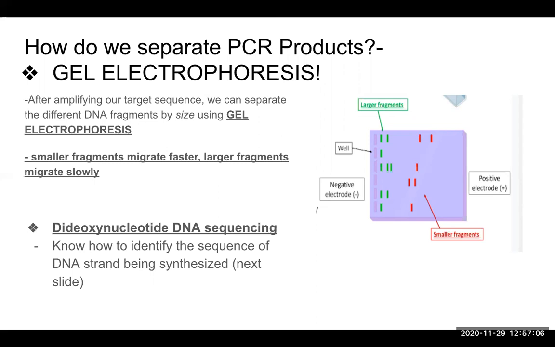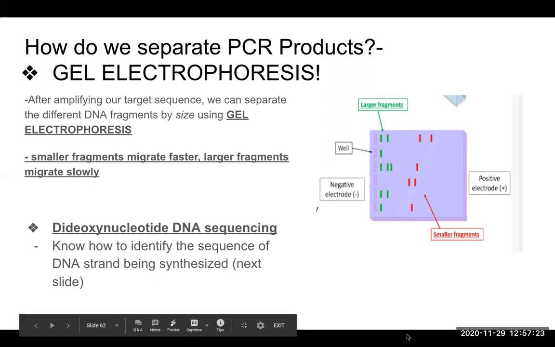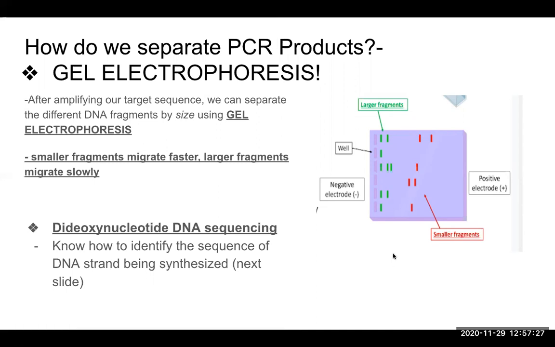And since it's based on size and it's a porous gel matrix, the smaller DNA fragments are going to go through those pores quicker because they're smaller, right? And since DNA is negatively charged, they're going to go towards the positive electrode. So that's how you get the separation of different DNA fragments.